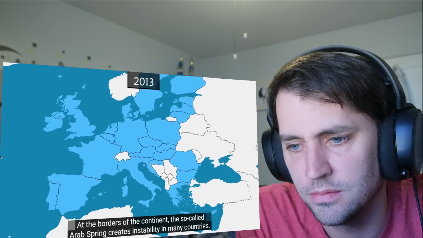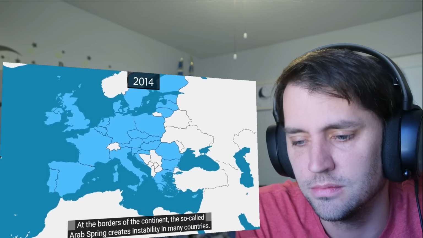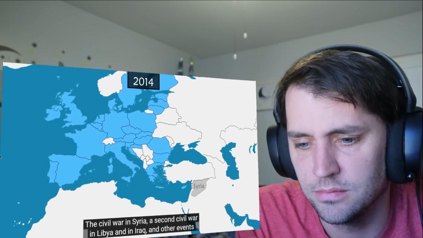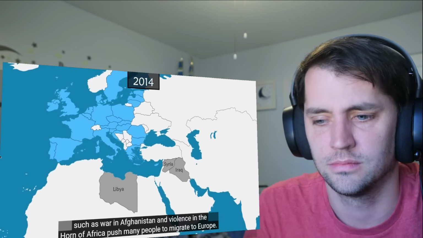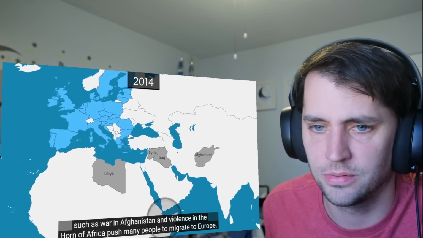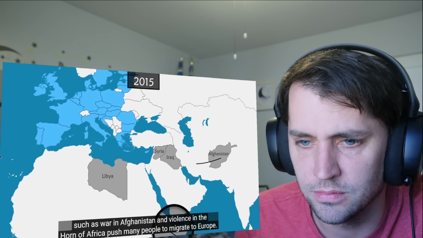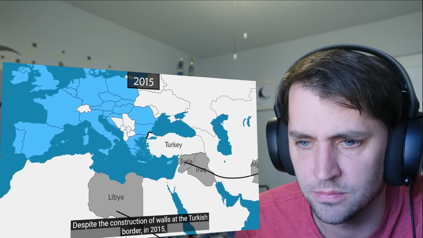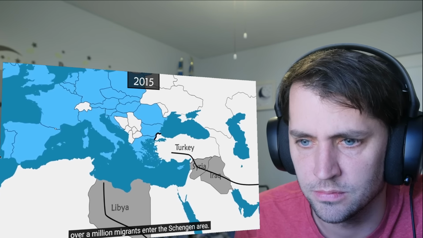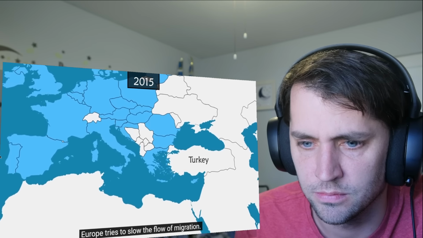At the borders of the continent, the so-called Arab Spring creates instability in many countries. The civil war in Syria, a second civil war in Libya and in Iraq, and other events such as the war in Afghanistan and violence in the Horn of Africa push many people to migrate to Europe. Despite the construction of walls at the Turkish border, in 2015, over 1 million migrants entered the Schengen area. Europe tries to slow the flow of migration.